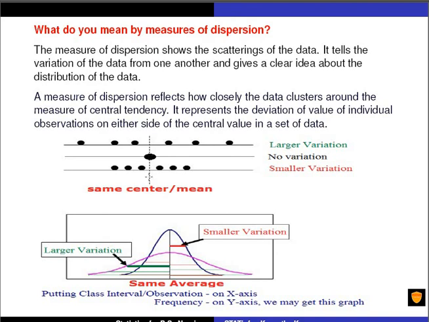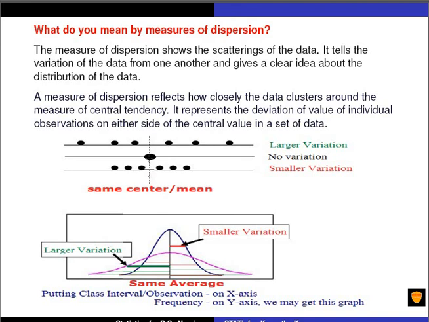Now if we look at this, you can see that some of the observations are on this side, some on that side. If we compare these three lines, there is no variation within the data in one because all the observations are the same. Here there is much more variation compared to this one, because these observations are nearer to each other. So here we get larger variation compared to this one, and here we get no variation within the data. So this is the concept of variation, and from the measures of dispersion we are going to calculate this variation of the data.